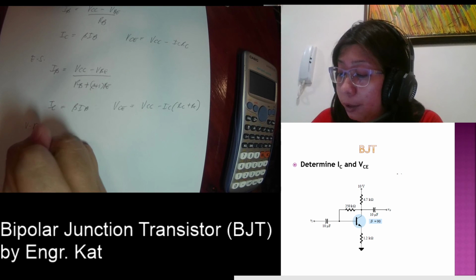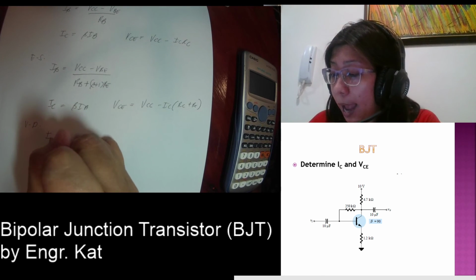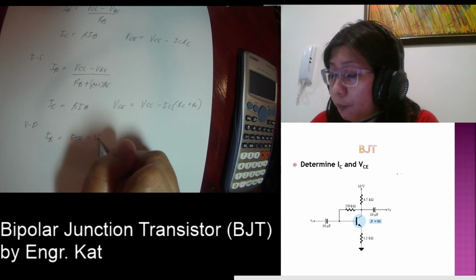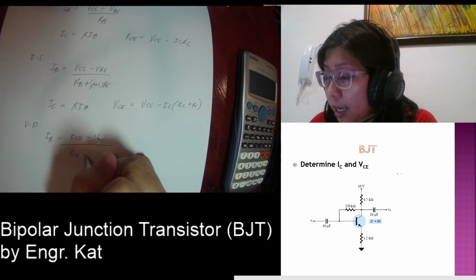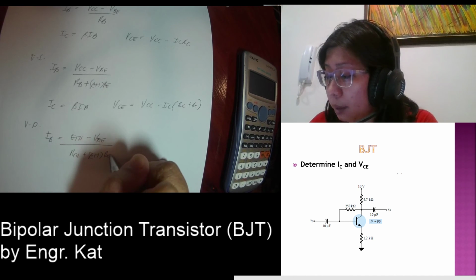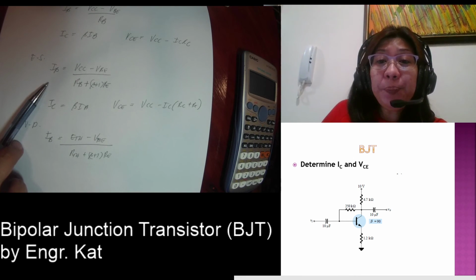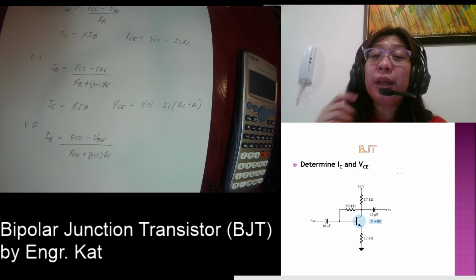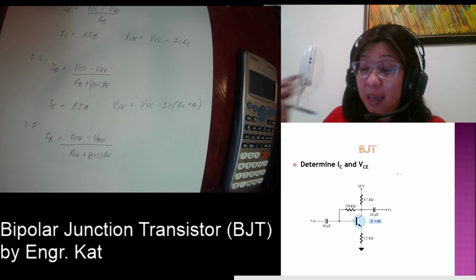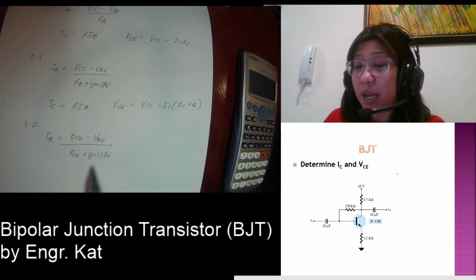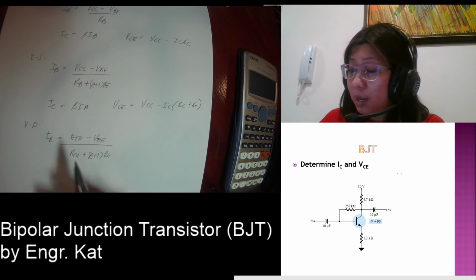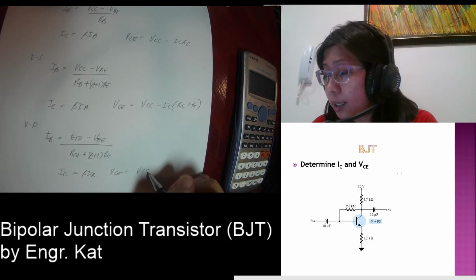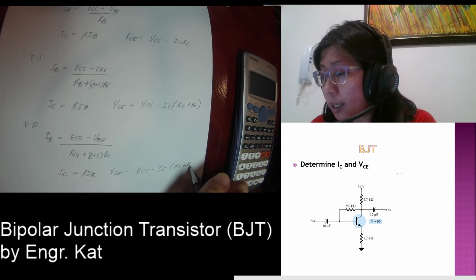For the voltage divider configuration, we have your IB, so we have ETH minus VBE all over RTH plus beta plus 1 multiplied by RE. Just the same aside from your ETH and your RTH. The format is the same: current is voltage divided by resistance. So what is IC? Beta IB. What is VCE? VCC minus IC times RC plus RE.